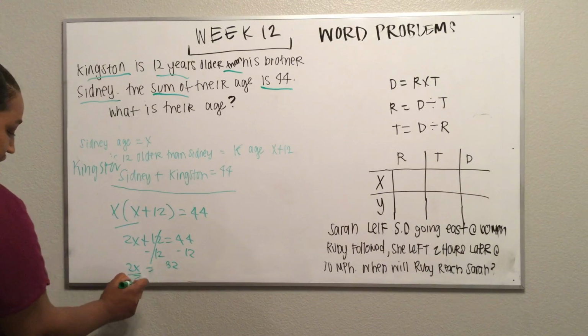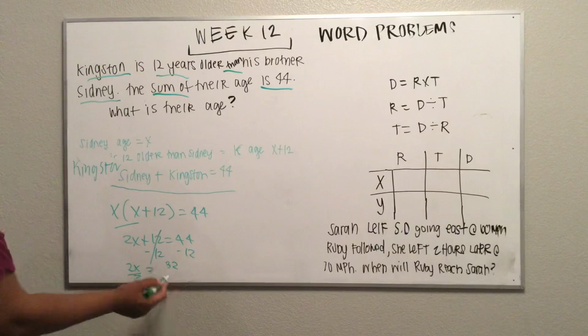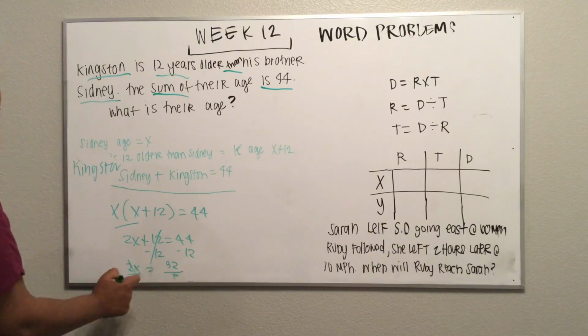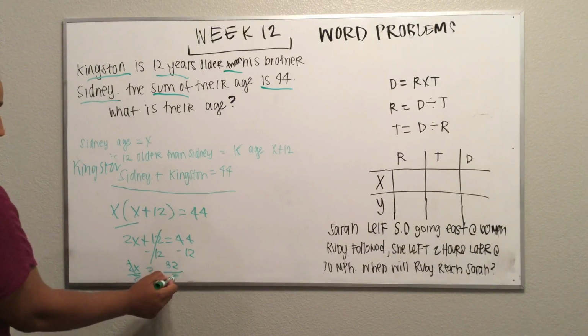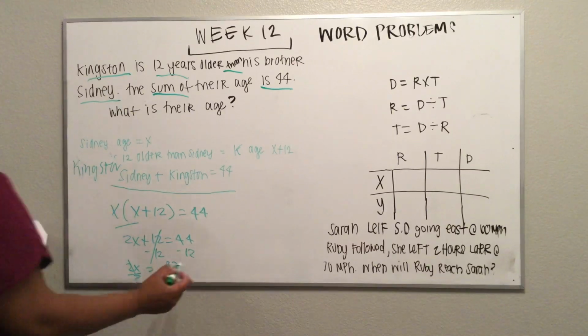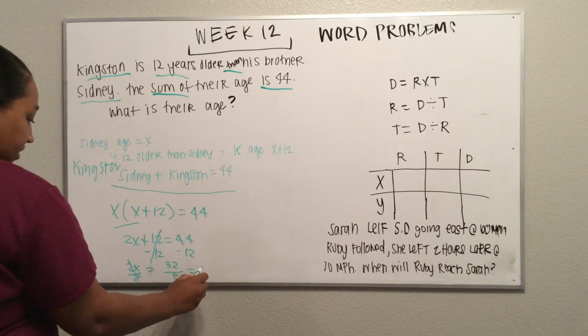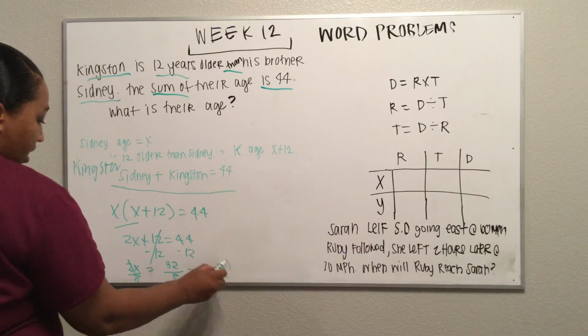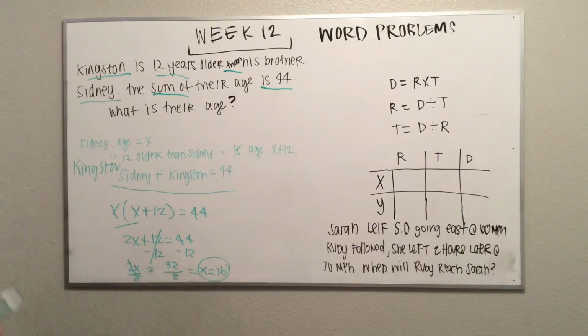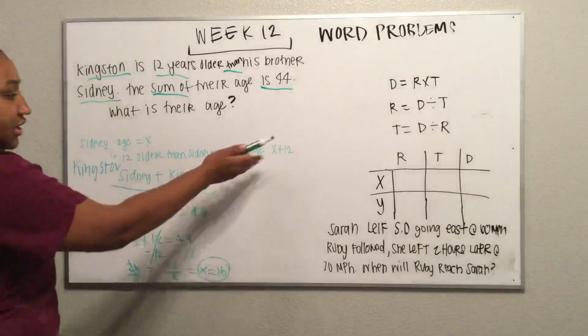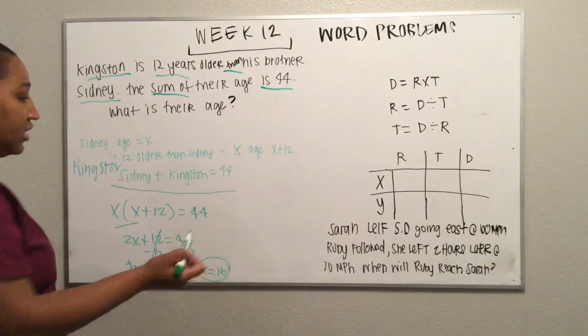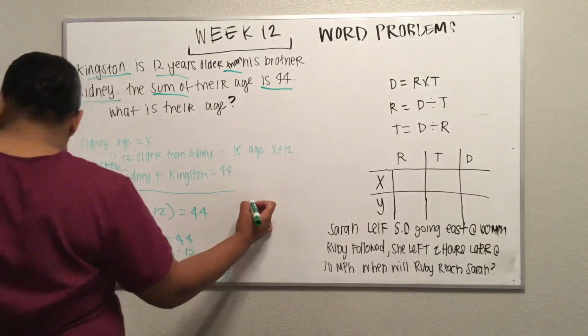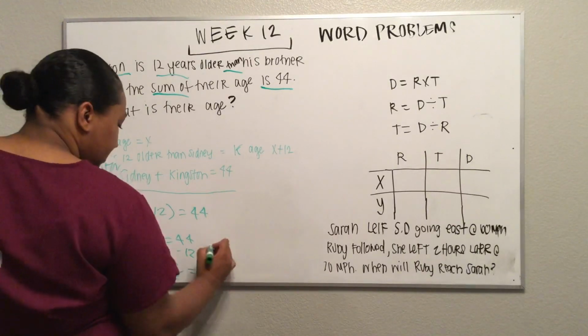You also need to isolate the x alone because we want to find out what x equals. That's going to cancel. x equals 32 divided by 2. Our answer here is x equals 16. So we know the first part: Sydney's age is 16. All we have to do now is plug our 16 into our original equation and check.